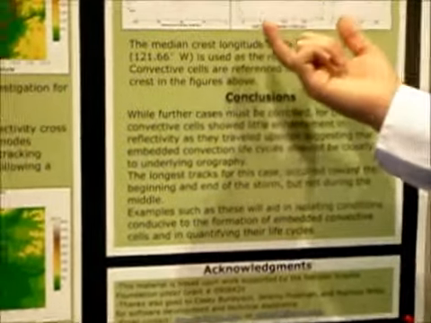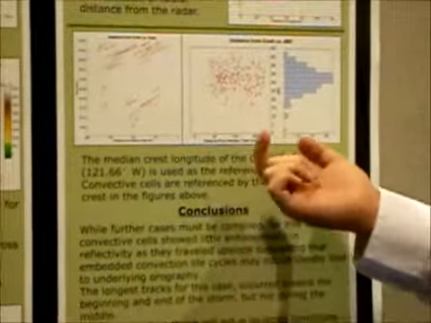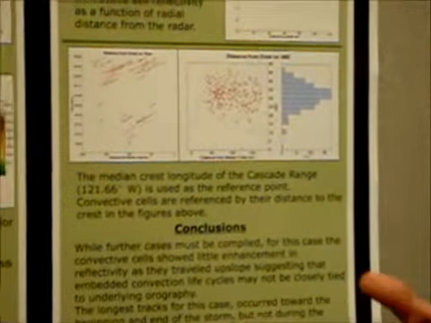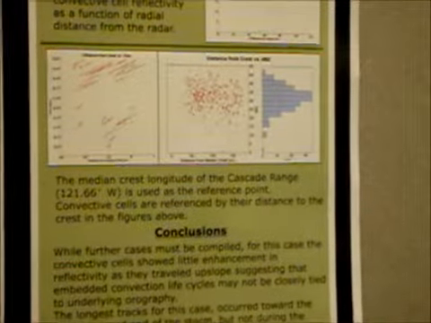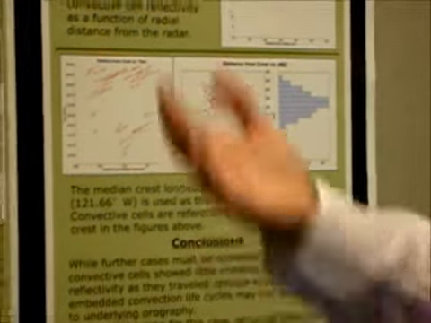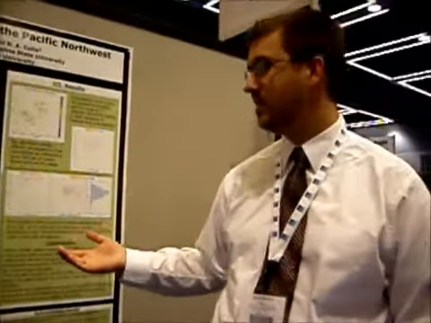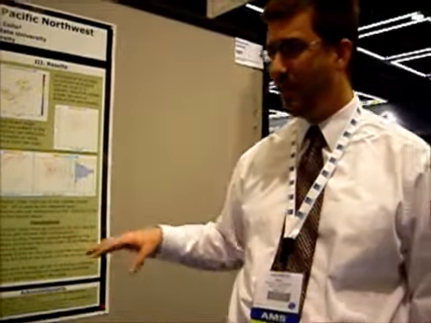The other image here is distance from crest versus DBZ. So our initial hypothesis was we would expect to see enhancement as they approach the Cascade crest. In our event, we see little or no enhancement as they approach the median ridge, implying that, again, for this 12-hour event, the intensity of the embedded convection wasn't tied to the orography.